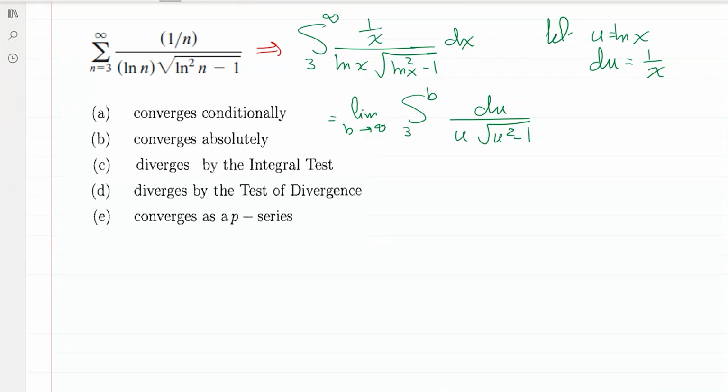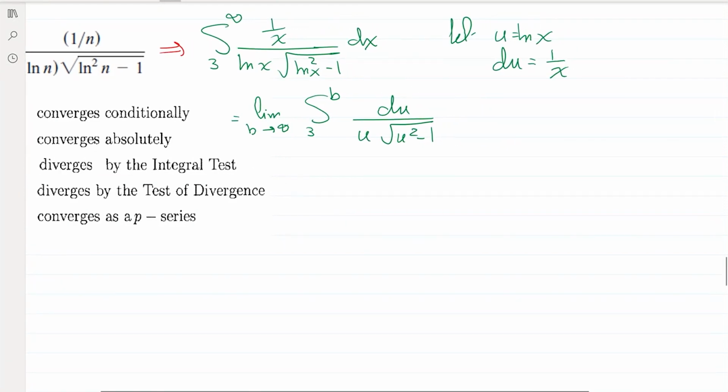Like the limit, Doctor, we don't change it. You can keep it as it is, then I will substitute back. Okay. But this looks like what? This looks like a trigonometric substitution. Yes, this is the secant substitution. Let u equal secant theta. And du will be what? It will be secant theta tan theta d theta, right?